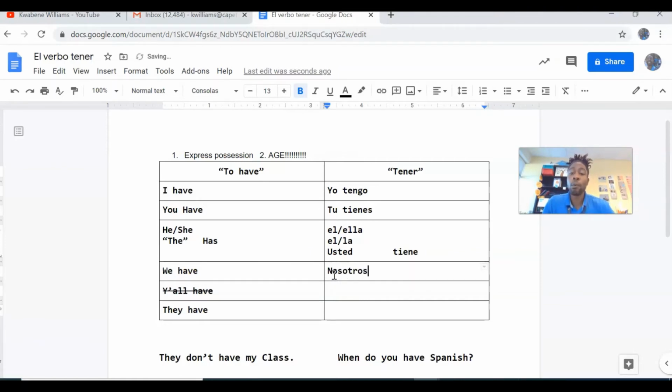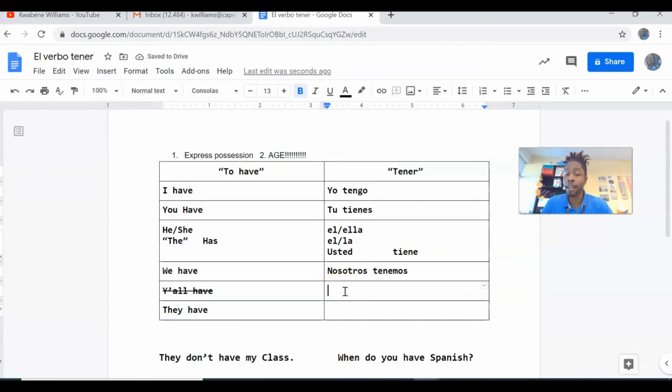Our next one is nosotros. Nosotros we know means we, but also nosotros could be he and I and the other teachers, my brother and I, my family and I. All of these times when it's myself and someone else, we're going to choose nosotros, and this version is tenemos.